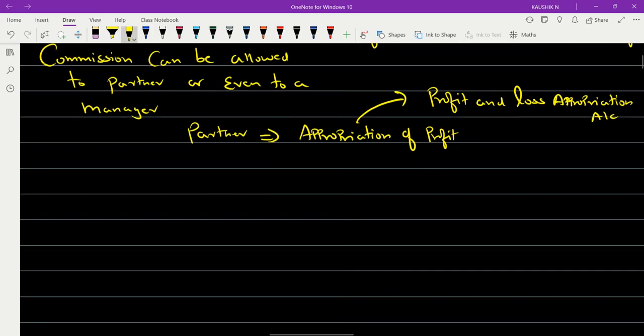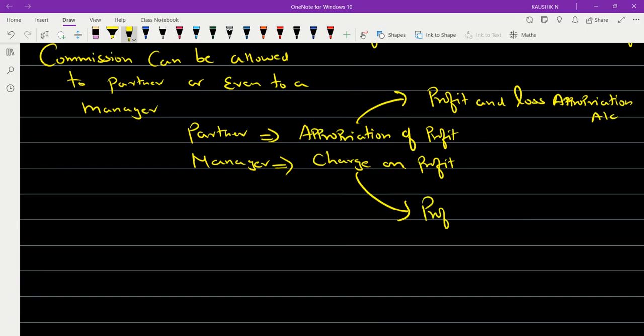On the other hand, if it is to be allowed to the person called the manager, then it is a charge on profit. How do you call them? It's a charge on profit. If it is a charge on profit, it will be shown in the profit and loss account. Hope it's clear to you.